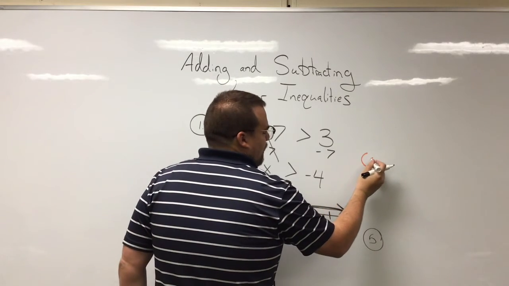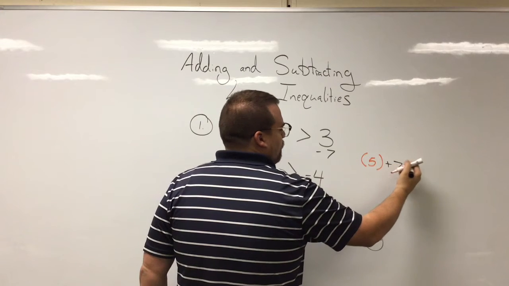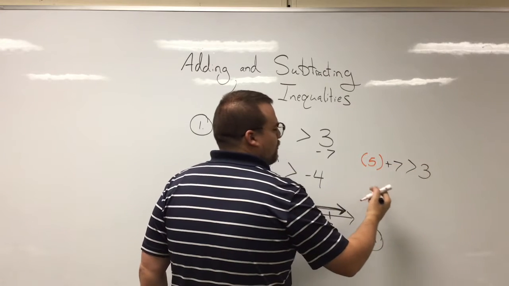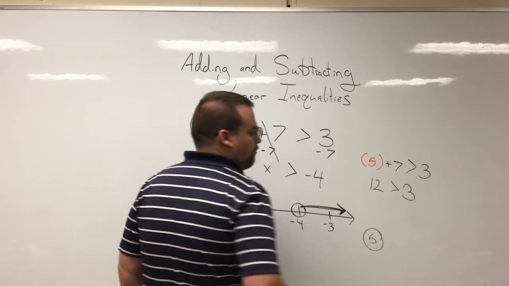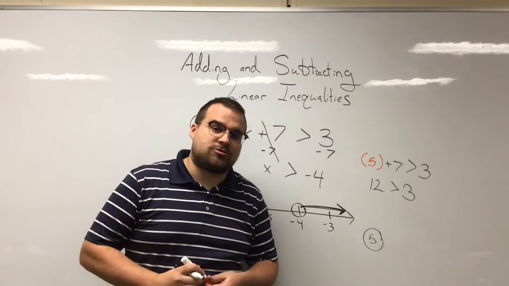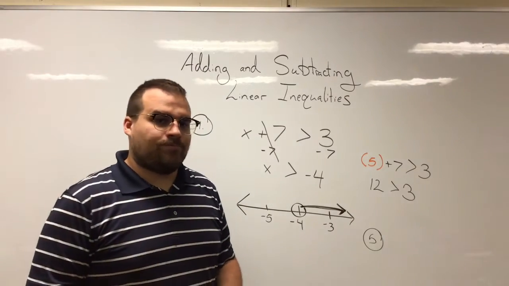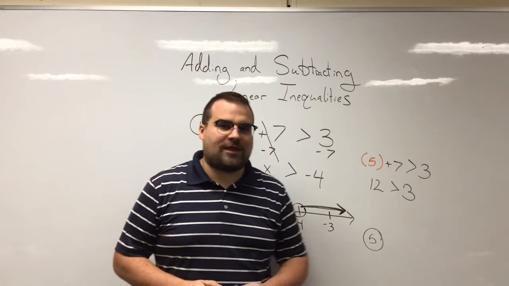So instead of writing x, I'm going to write 5. Then plus 7 is greater than 3. Well, 5 plus 7 is 12. And is 12 greater than 3? Absolutely it is. So our inequality was proven true. And we would prove it true with any number we choose on that side of the number line.